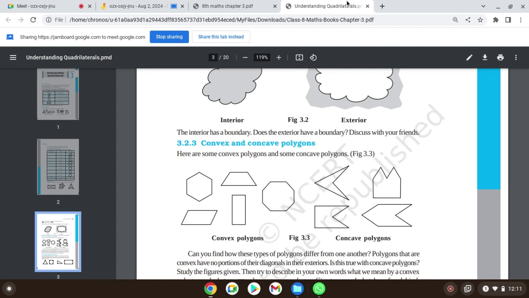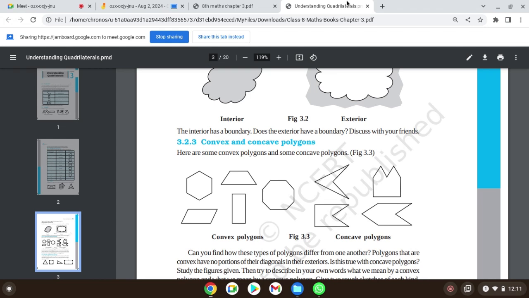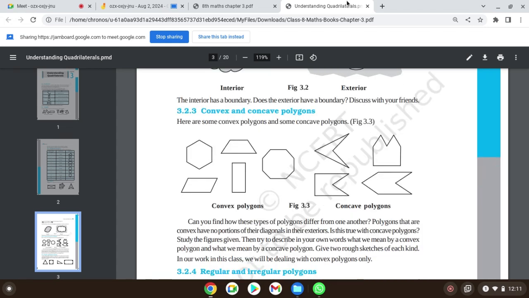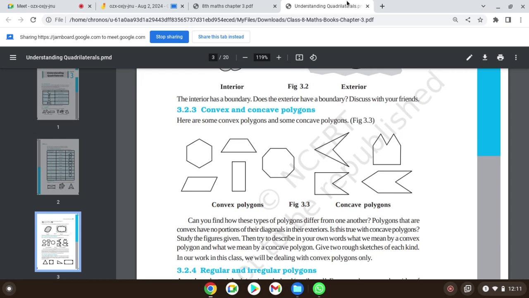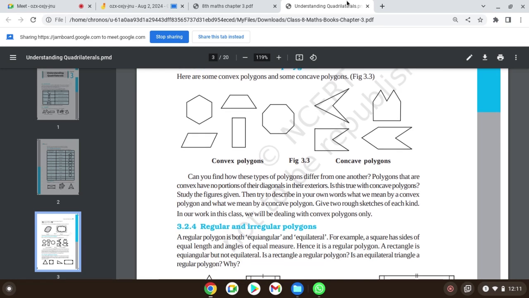So, can you find these types of polygons different from one another? Yes, we do. Polygons that are convex have no portions of their diagonals in their exteriors. Is this true with concave polygons? Study the figures given, then try to describe in your own words what we mean by the convex polygon and what we mean by the concave polygon. Give 2 rough sketches of each kind. In this class, we will be dealing with convex polygons only.